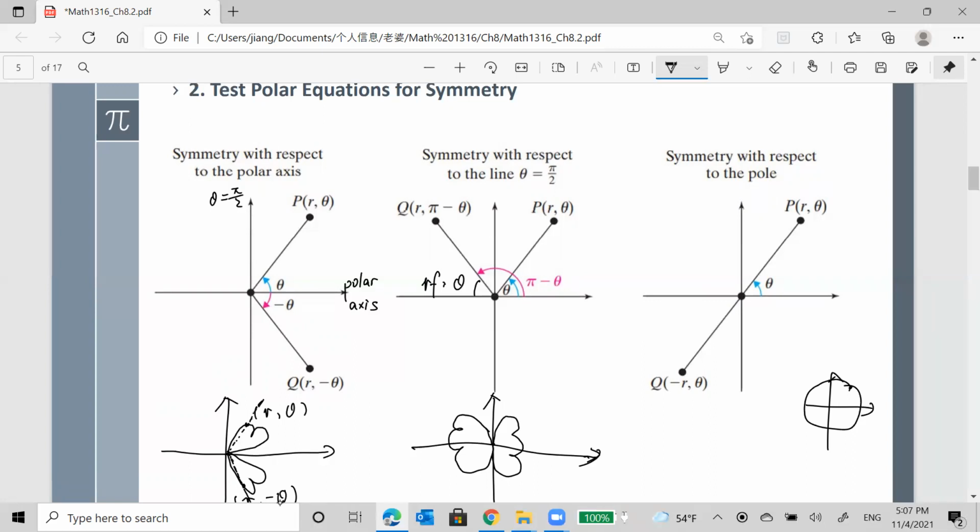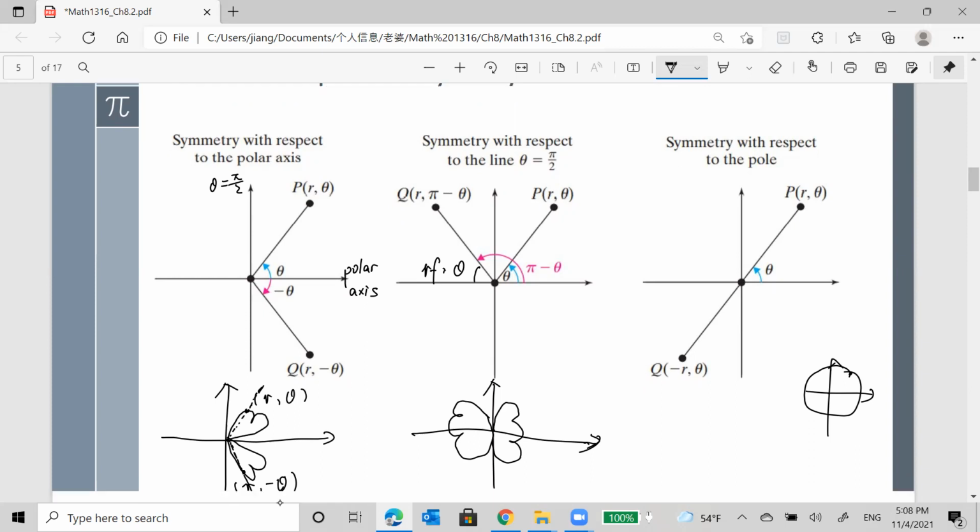That means this circle is symmetric with respect to the pole. So that means I flip it twice. First time I can flip it along the polar axis. Second time, flip along theta equals pi over 2. Or the first time you flip along theta equals pi over 2, and the second time along the polar axis. It doesn't matter, just remember flip twice. So this graph still keeps the same. That means it is symmetric with respect to the pole.